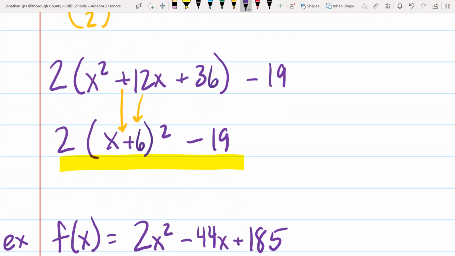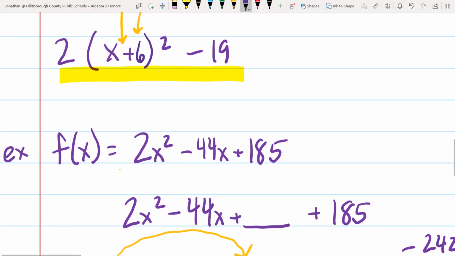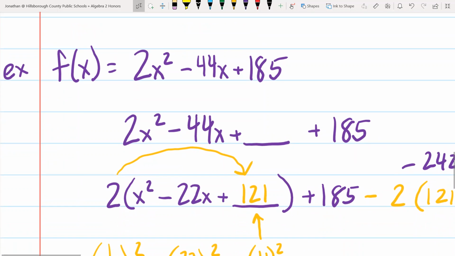If you feel comfortable with this, by all means, you can stop this video. I want to go as long as I can to provide as many examples as I can, so I'm going to show you another one. This one's fairly large: 2x squared minus 44x plus 185. Again, if they're asking you to complete the square, they wouldn't give you something that's already done. So push that 185 to the side.